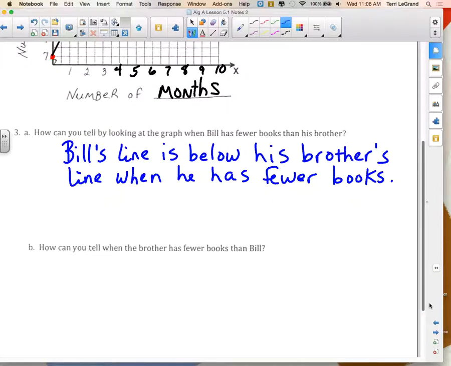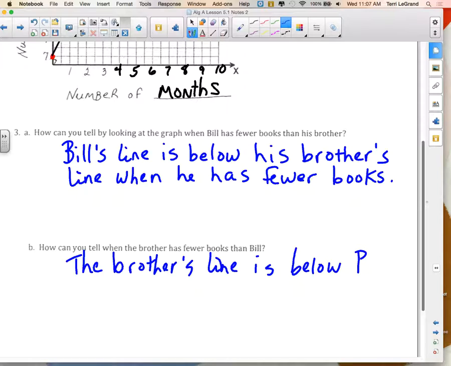So how can you tell when the brother has fewer books than Bill? Before 4 months, when his line is steeper. So his line is below, so the brother's line. Oh, I should use the word "the" in front of that, that makes a whole lot more sense, not "brother's line." The brother's line is below Bill's line when he has fewer books.